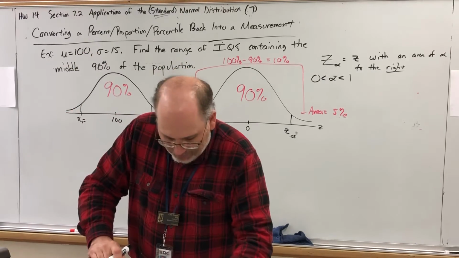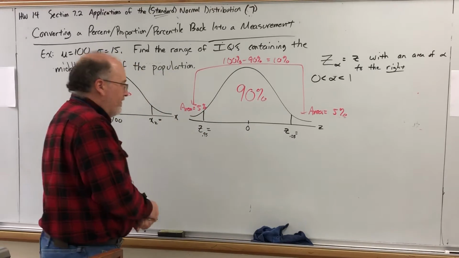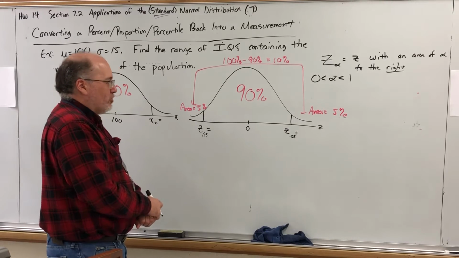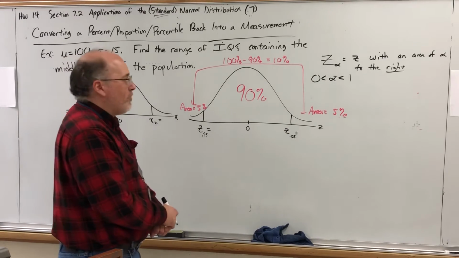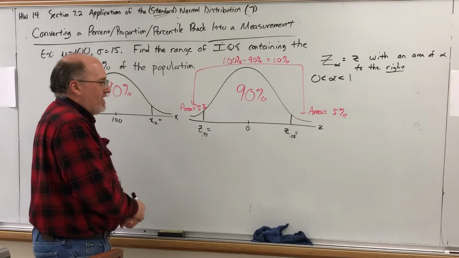Again, that seems a little backwards to me. I would always talk about the area to the left, but in this book, and I think it's actually industry standard, when you see a z subscripted with a decimal, that decimal represents the area to the right of it. But I digress. Let's find that area.